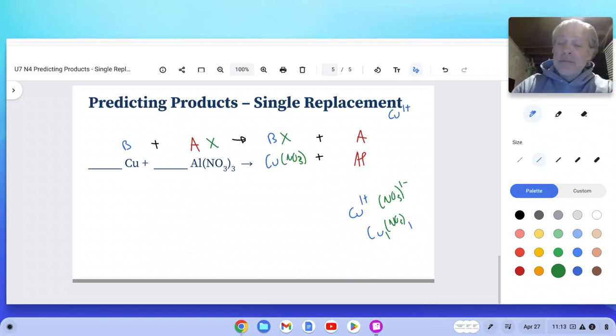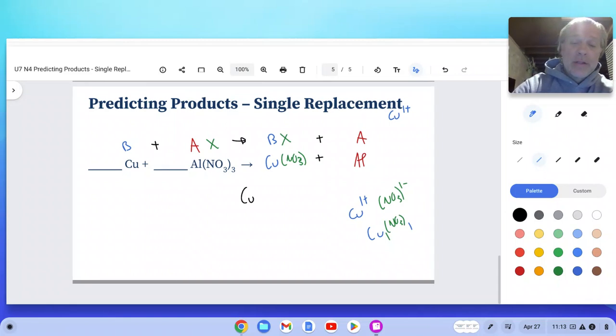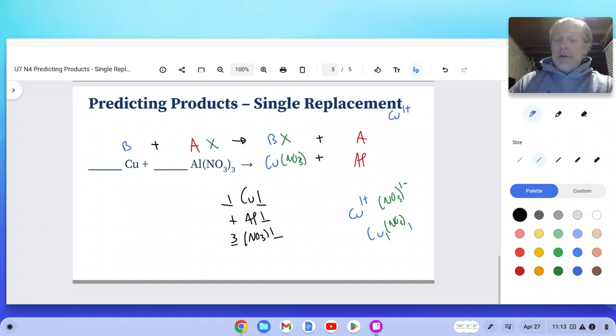To balance this though, I have a Cu, I have an Al, and because I have NO3 on both sides, we're going to use the common ion hint, so it's going to be NO3. So I have 1 Cu, 1 Al, and 3 NO3s, and I have 1 Cu, 1 NO3, and 1 Al. To make my NO3s balance, I'm going to add a coefficient of 3 here, which will give me 3 NO3s, but it'll also give me 3 Cus, so I need to go back and put a coefficient of 3 here. Then everybody's happy and everybody's balanced.